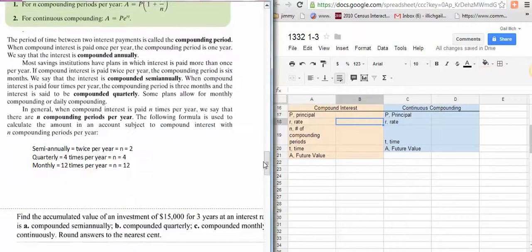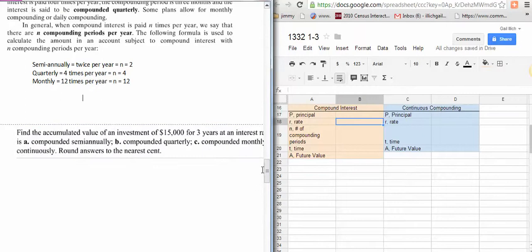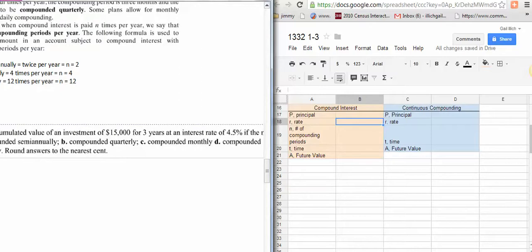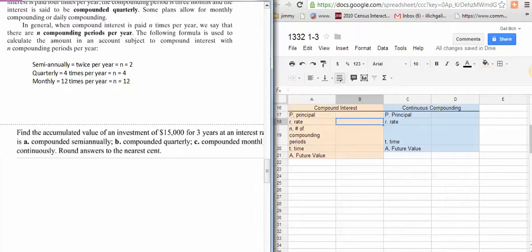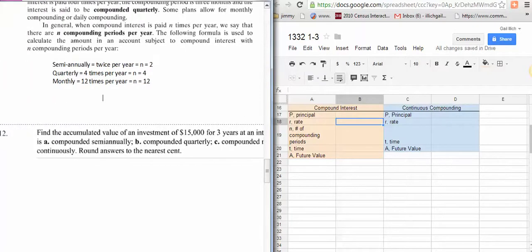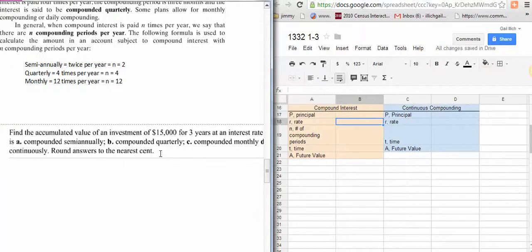Here's a long problem. It says, find the accumulated amount of investment of $15,000 for 3 years at an interest rate of 4.5% if the money is compounded semi-annually, quarterly, monthly, and continuously. Okay, so this is really fun because once we write our formula, we can just pop it in and change for A, B, and C.